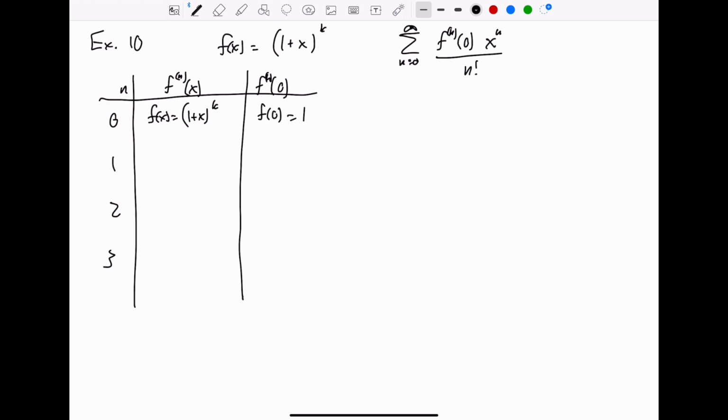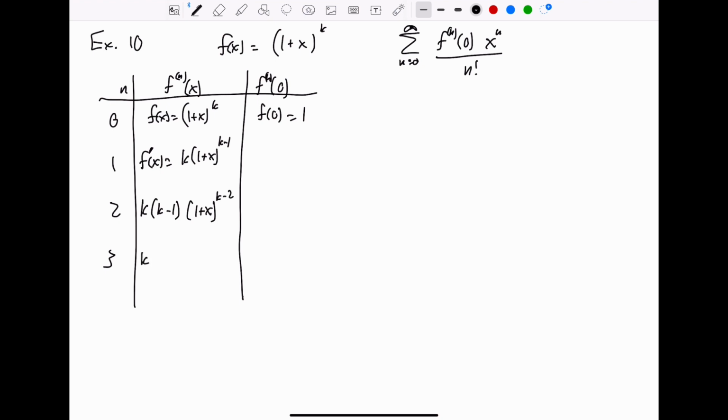Now take the first derivative. How do we take the derivative of this? Well, we have something raised to a constant power. So we take the power up front and reduce the power by 1. So the first derivative here is k times (1 plus x) to the k minus 1 power. Let's look at the second derivative. We're going to do power rule again. The k minus 1 pops out front. So we'll have k times (k minus 1) times (1 plus x) to the k minus 2 power.